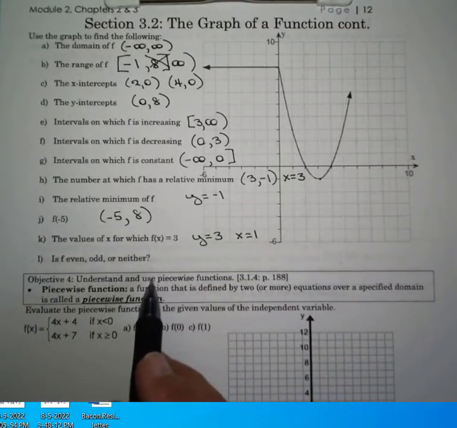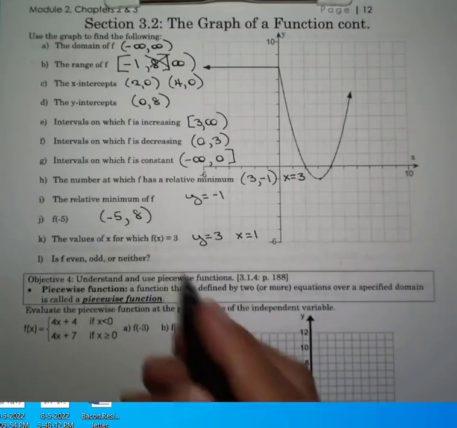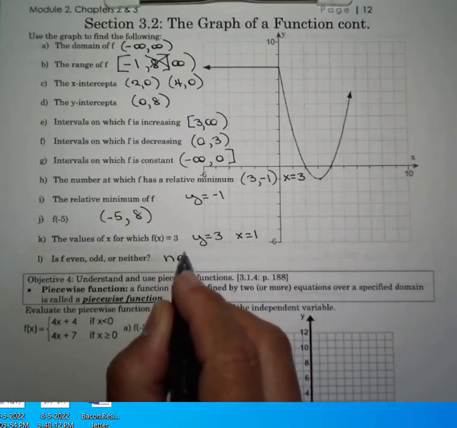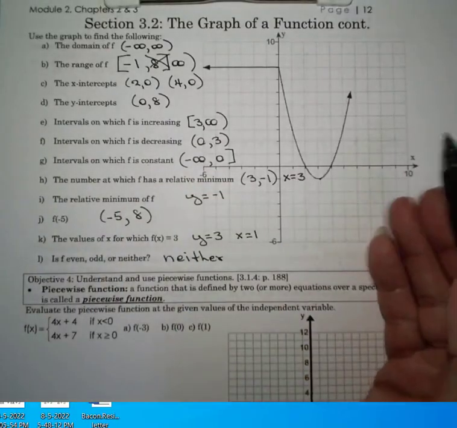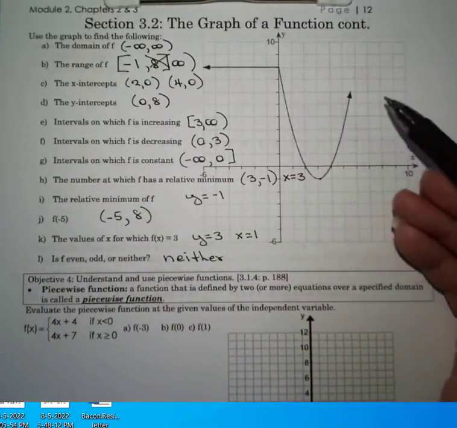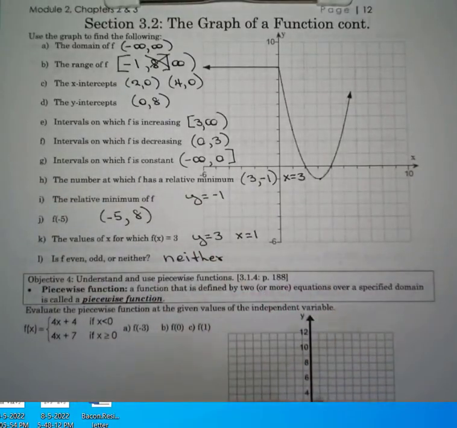Now, is it even, odd, or neither? Do you see any type of symmetry in this graph? I would think you would see this very clearly, that it doesn't have any symmetry. It doesn't have y-axis symmetry. It doesn't have x-axis symmetry. It doesn't have origin symmetry. I can't fold this graph in any direction and get it to duplicate itself.